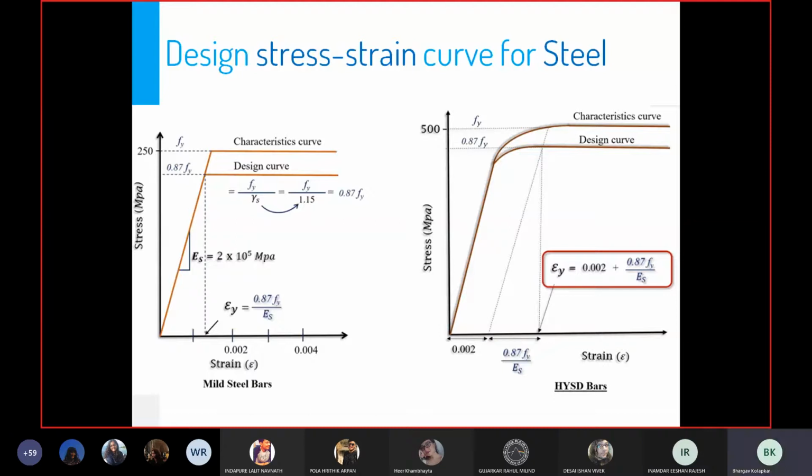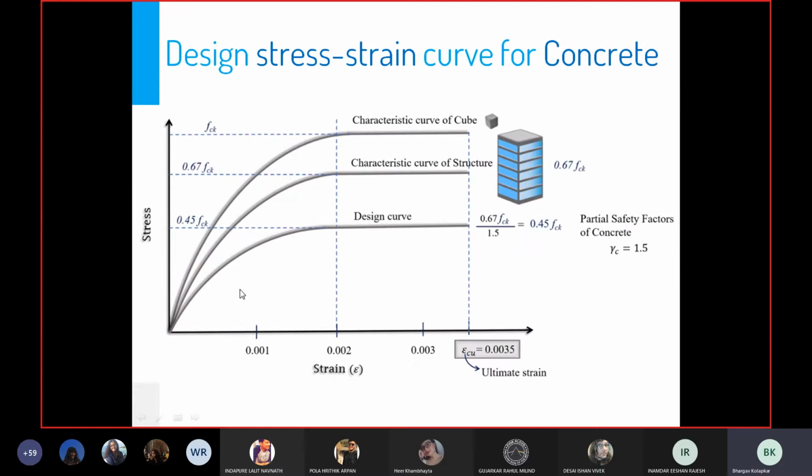No. Okay, so now if you note, when we get the design curve for reinforcing steel, we just divide the inelastic portion of the curve. Like even here you see we have divided only the inelastic portion of the curve. Even here the same. But if you look at concrete, we divide the entire curve. Right from the origin, we start dividing it with the partial safety factor to get the design curve.